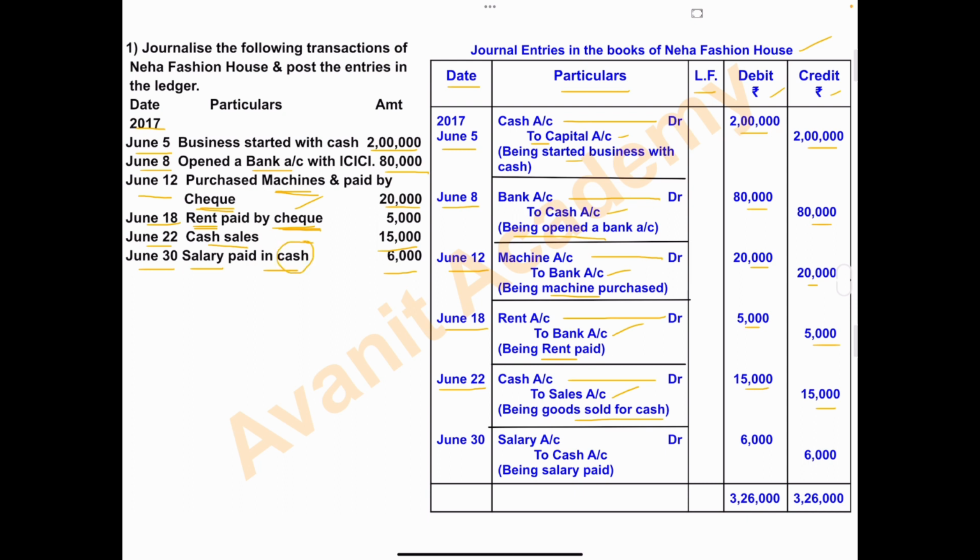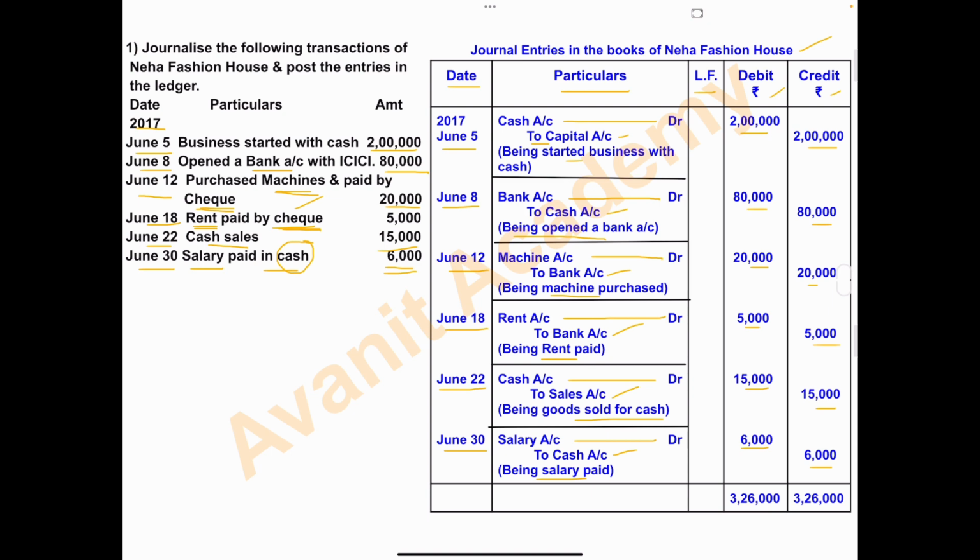So the cash balance of the business is decreased by rupees 6,000. So we have to credit cash account. Salary account is to be debited for increase in the expenses of the business, and cash account is to be credited for decrease in cash balance. So the entry on 30th June, salary account debited to cash account. Narration: being salary paid. Amount 6,000.